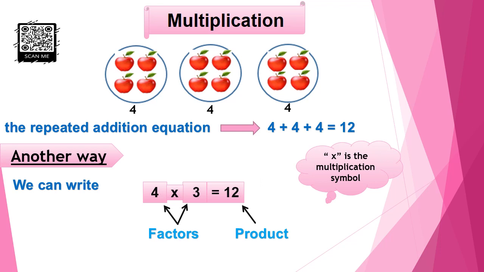These numbers that I multiply together are called factors, and the result here is called the product. Do you remember in addition, we called the numbers we added together addends, and the result is called the sum? Here in multiplication, we call them factors, and the result is called the product. Okay, so say with me, factor, product, factor, product.